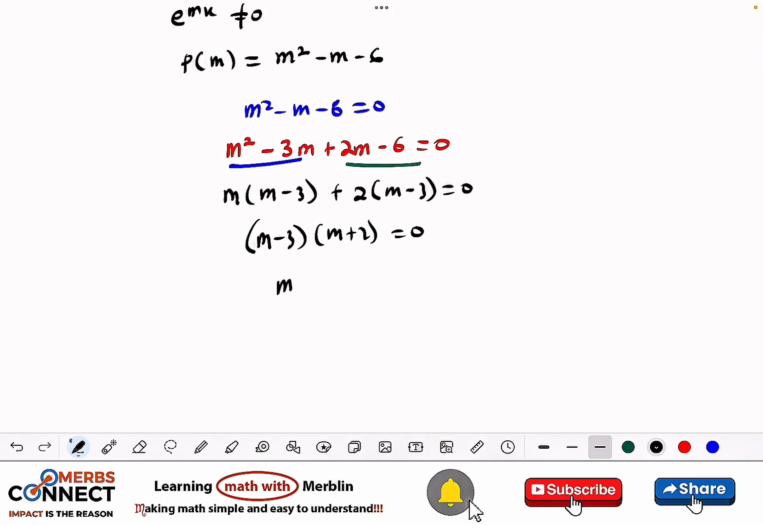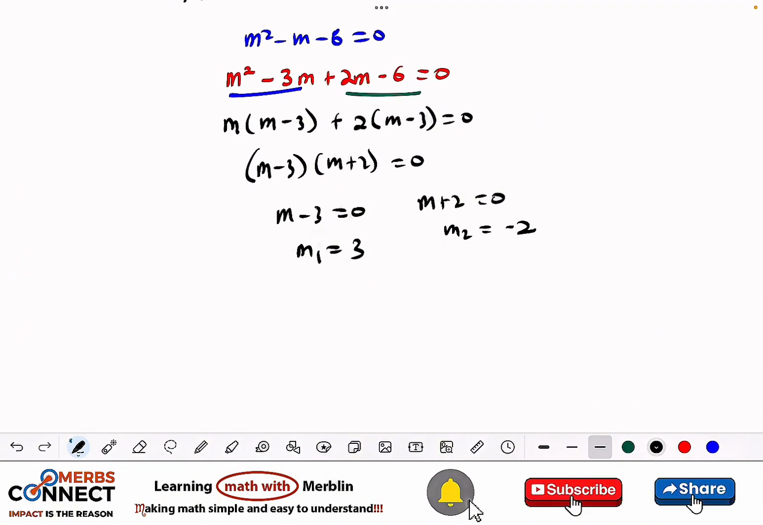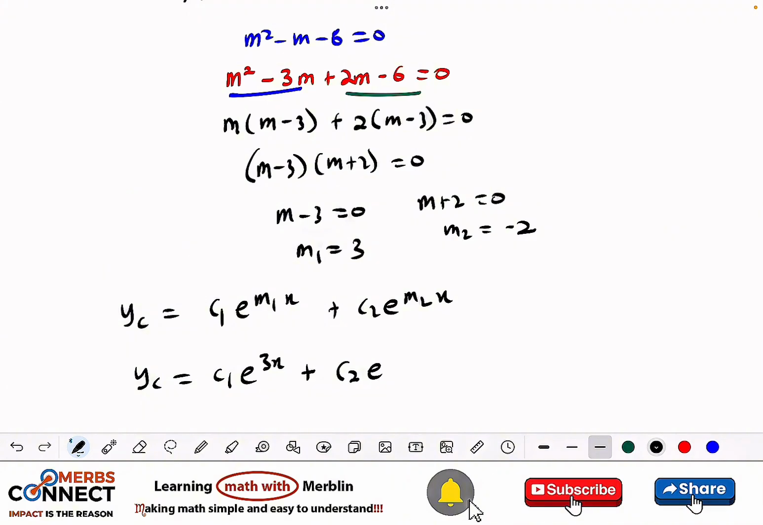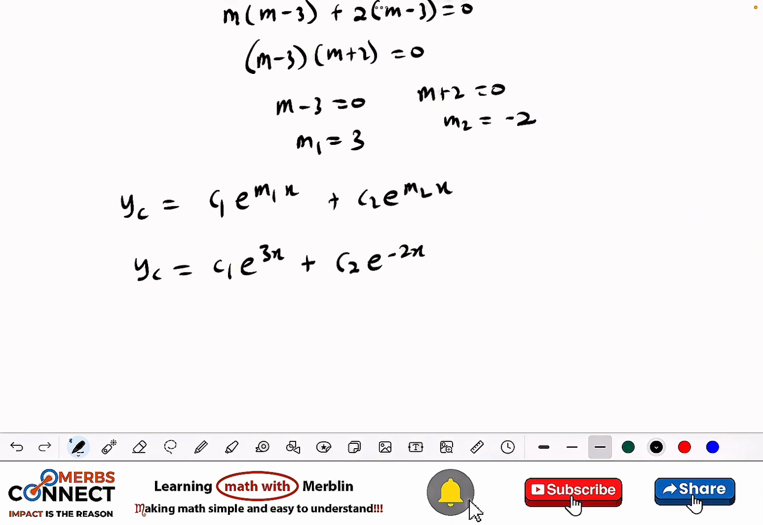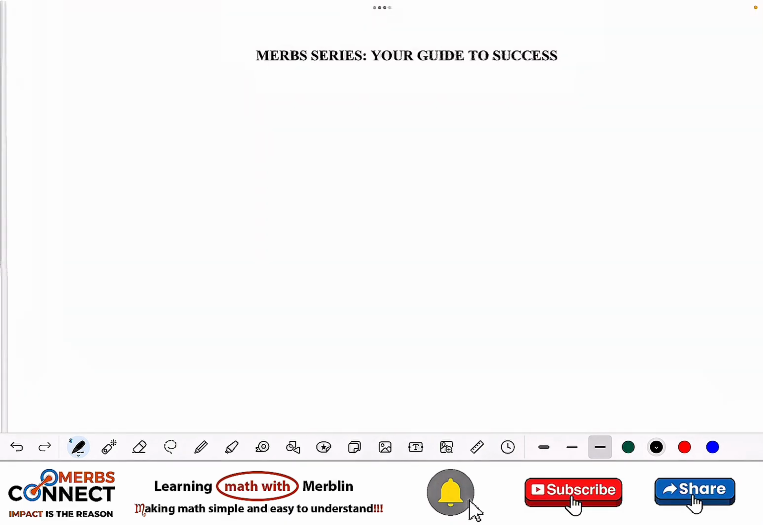Here, let's pay attention so that we don't make a mistake. So m1 will be 3, which is right. And then m plus 2 is equal to 0, and m2 is going to be minus 2, which is also right. So no mistake here. Our complementary solution will be C1 e to the power m1x plus C2 e to the power m2x. So yc is equal to C1 e to the power 3x plus C2 e to the power minus 2x. No mistake here, which is good. Now that we've gotten the complementary solution, let's try and write out the particular solution.